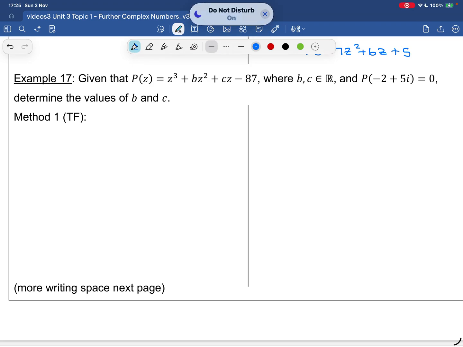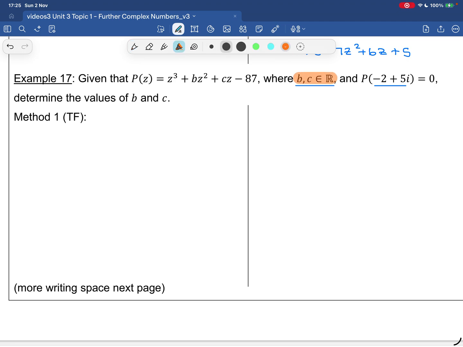All right, we've been given that P of z is equal to z cubed plus bz squared plus cz minus 87, where b and c are both real numbers, and P of negative 2 plus 5i equals 0. Determine the values of b and c. Now, a couple of important things we've been given here.